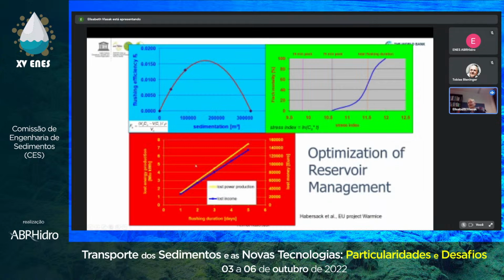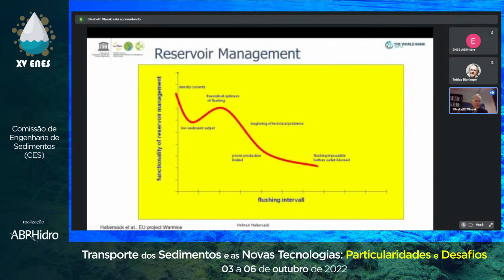So all I want to say here is that we have at least 3 optimization functions, or points, or parameters we have to look into, if it is flushing in this case. Like the efficiency, the stress index for the environment, and the economics calculation of the losses you get. But the hope is, if you do this, you would get to this kind of optimized situation.